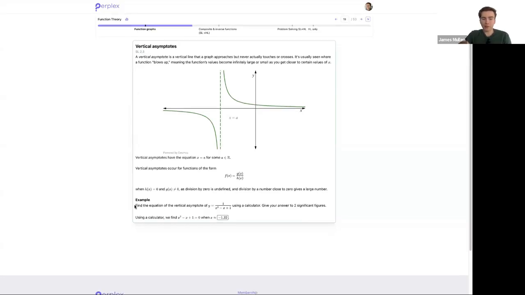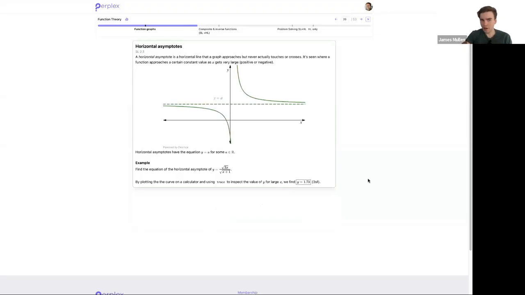As an example, if you were trying to find the equation of the vertical asymptote of 1 over x cubed minus x plus 1 on a calculator, you would try to find when the denominator is 0. So you would plot that on the calculator like we did earlier, and try to find your 0. You would find x is equal to approximately -1.32.